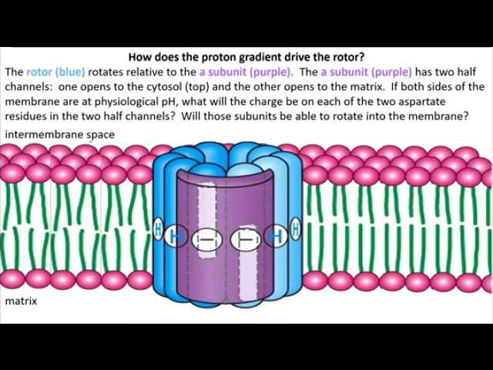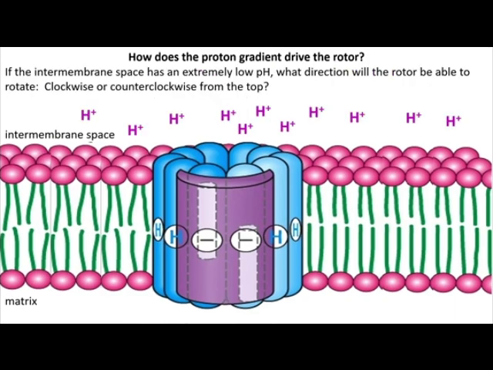And again, this all goes down to the fact that a charge cannot go into a membrane. It cannot be buried in a membrane. Whereas, even a protonated aspartate may not like to be in a membrane, but it is neutral, and it will much more easily go into a membrane than a charged one. So, does someone want to answer which way the thing will turn? Looking from the top. Okay, someone said counterclockwise, and that's correct.